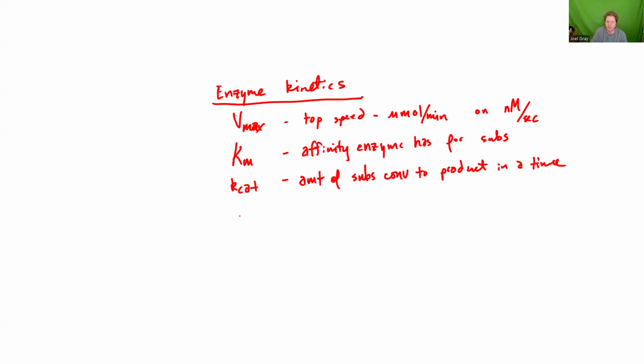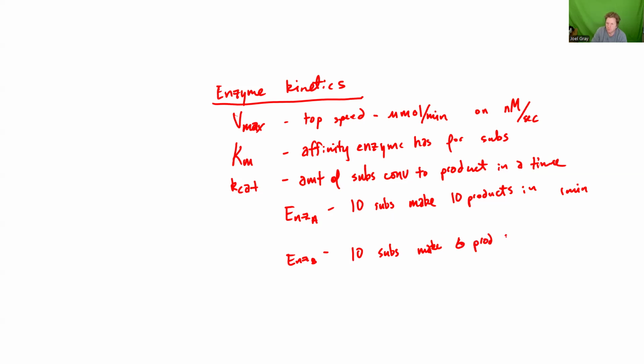Now, the kcat is valuable because, let's say I'm going to give you two different example enzymes, enzyme A and enzyme B. Enzyme A is going to take 10 substrates and make, let's say, 10 products in 1 minute. Now, enzyme B is going to take 10 substrates and make 6 products in 1 minute.